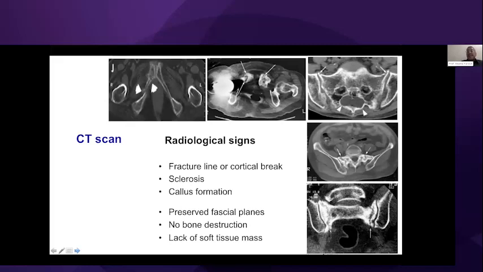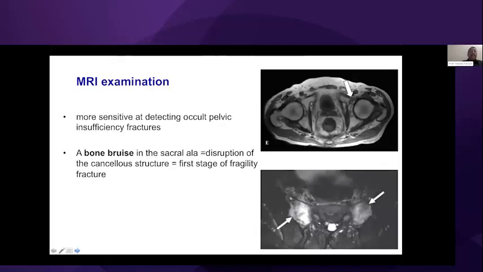And we should differentiate the radiological pictures of insufficiency fractures from osteoblastic deposits. When we see these lesions, they are usually sclerotic with signs of healing and callus formation, but still with preserved fascial planes, no bony destruction, and there is lack of soft tissue mass.